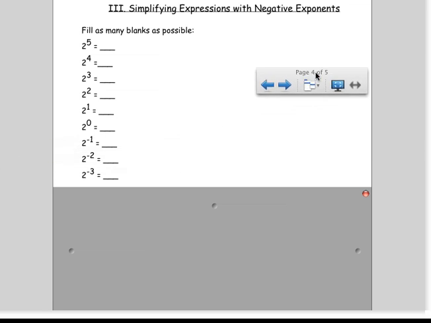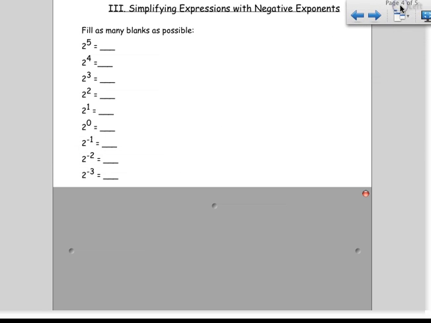The next thing we're going to look at is something different than square roots: looking at exponents. There's definitely a relationship there. We're going to focus on negative exponents, because that's where I think students need help.